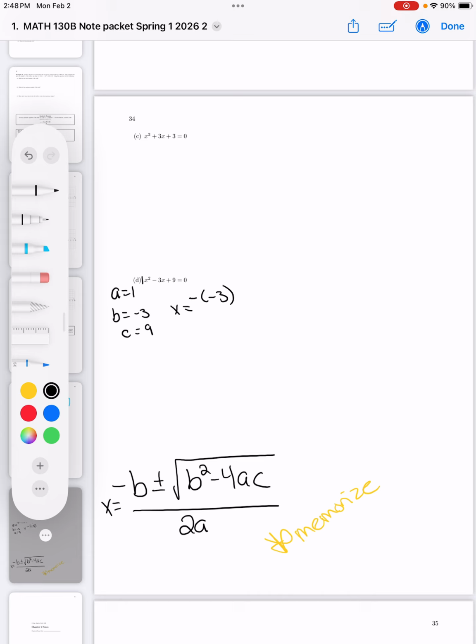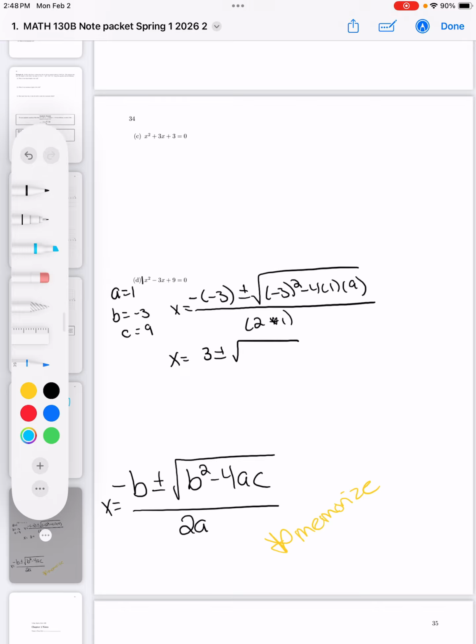Negative negative 3, plus or minus the square root. Again, be careful with that negative 3. Put it in parentheses. Minus 4ac all over 2 times a. My two negatives turn into a positive. In your calculator, type in everything that's underneath the square root. Don't type in the square root itself, so we type in everything that's underneath the square root. We get out negative 27. And the denominator we have 2.